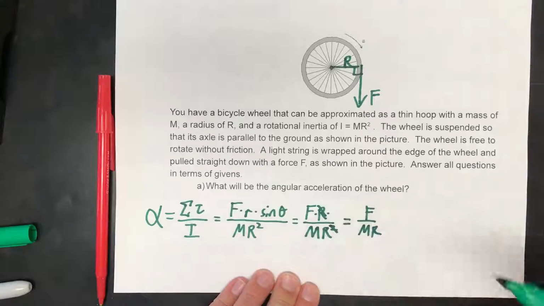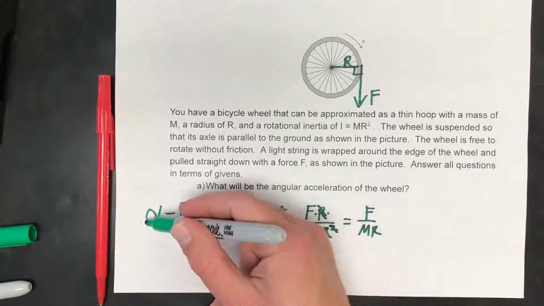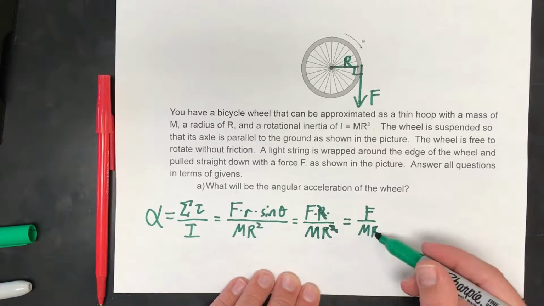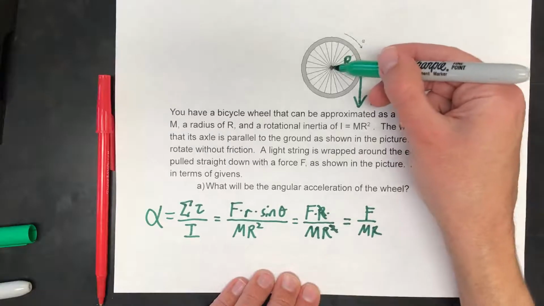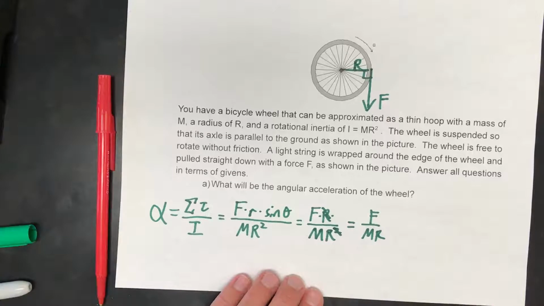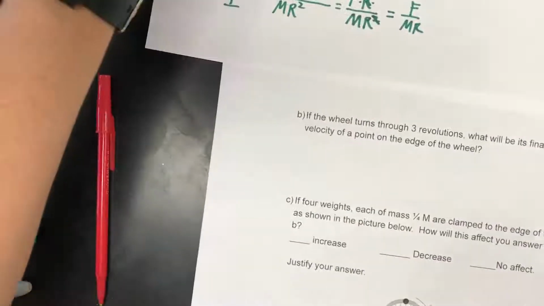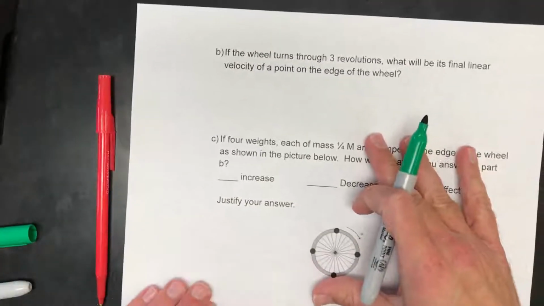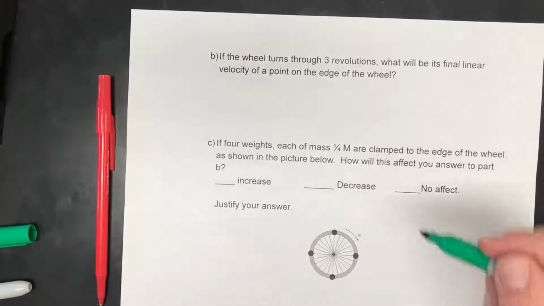More force, more angular acceleration. A more massive wheel, less angular acceleration. If you pull less far out on the radius or more far out, you would get more of an angular acceleration there. So next part here, they say if the wheel turns through 3 revolutions.